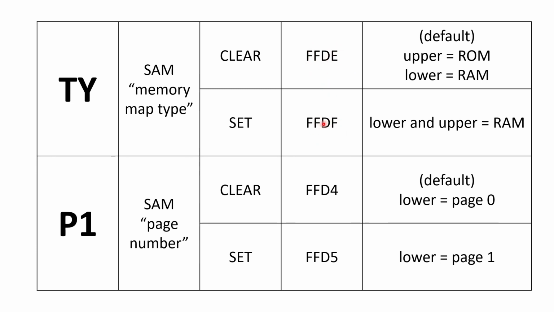Now, by default, TY is clear, and so that means the upper part of memory points to ROM and the lower part of memory points to RAM, as we saw. But if we were to set it, both the lower and the upper point to RAM. The P1 flag decides what happens in that lower half, these smaller addresses. By default, it's clear, and in the lower half, you see page 0. But if you set it, suddenly the lower half will point to page 1.